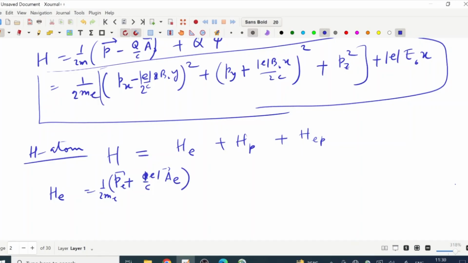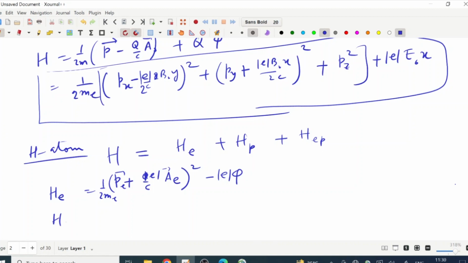So, they have different coordinates. So, this whole square minus E times phi because electron has charge. So, this will be the Hamiltonian for electron. This we have written just a few minutes ago for a specific electric and magnetic field.